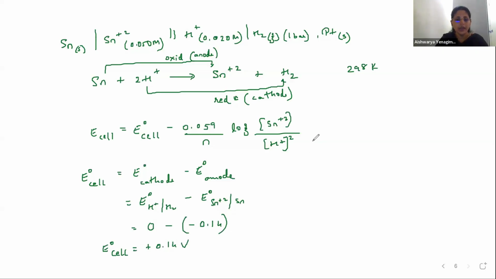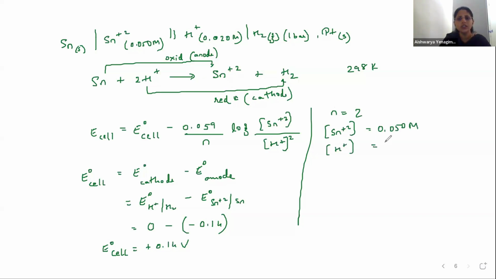Fine. So now let us calculate E cell. What is the value of n? Tell me. Sn is becoming Sn2+, so there is 2. So n is 2. What is the concentration of Sn2+? It is 0.050 molar concentration. What is the concentration of H+? It is given as 0.020 molar concentration.